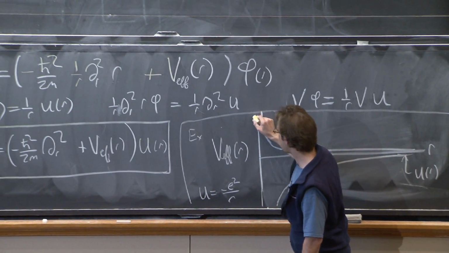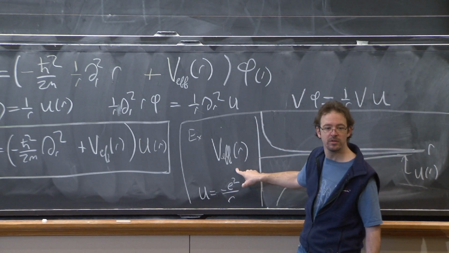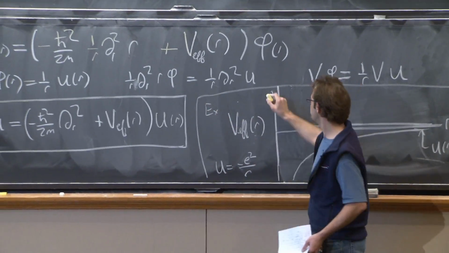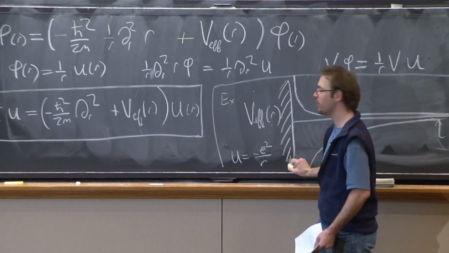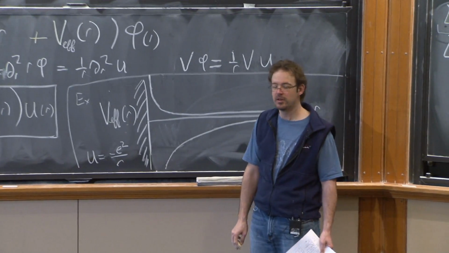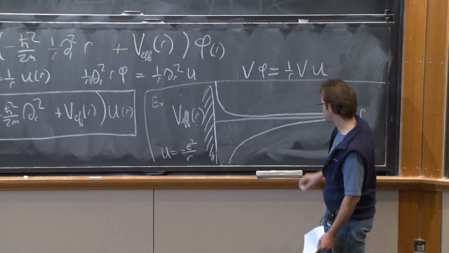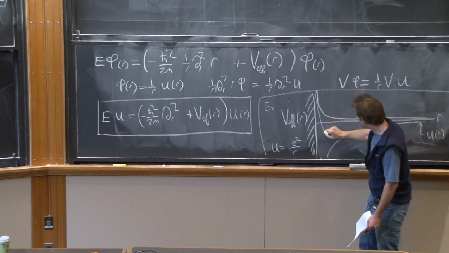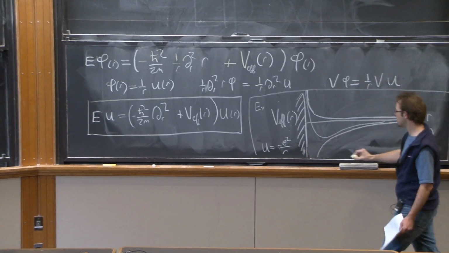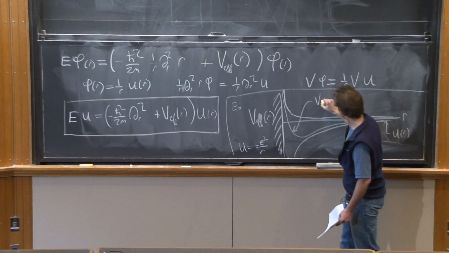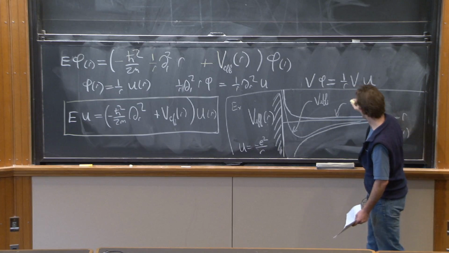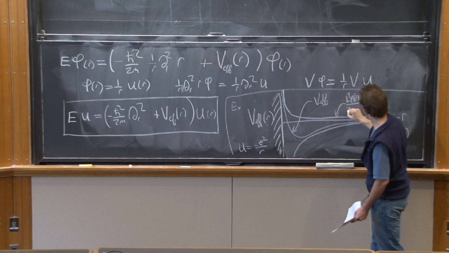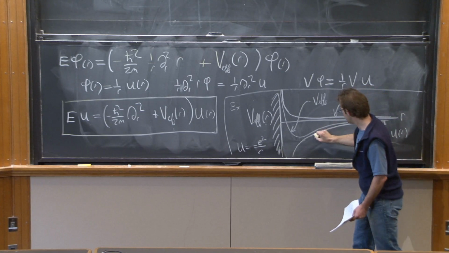And finally, can r be negative? No, it's defined from 0 to infinity. So that's like having an infinite potential for negative r. So our effective potential is the sum of these contributions. The sum of these contributions is going to look like this. So that's my V effective. This is my L(L plus 1) h bar squared over 2m r squared. And this is my U of r.